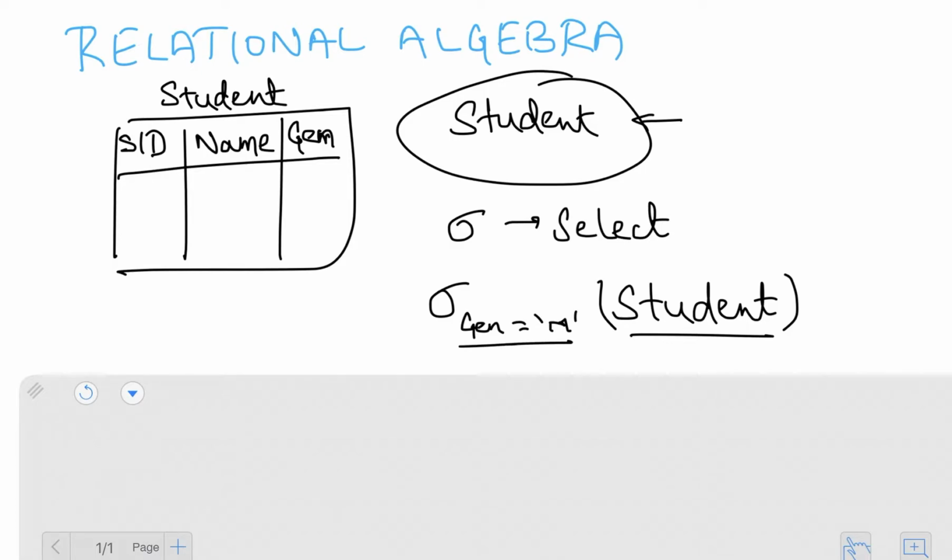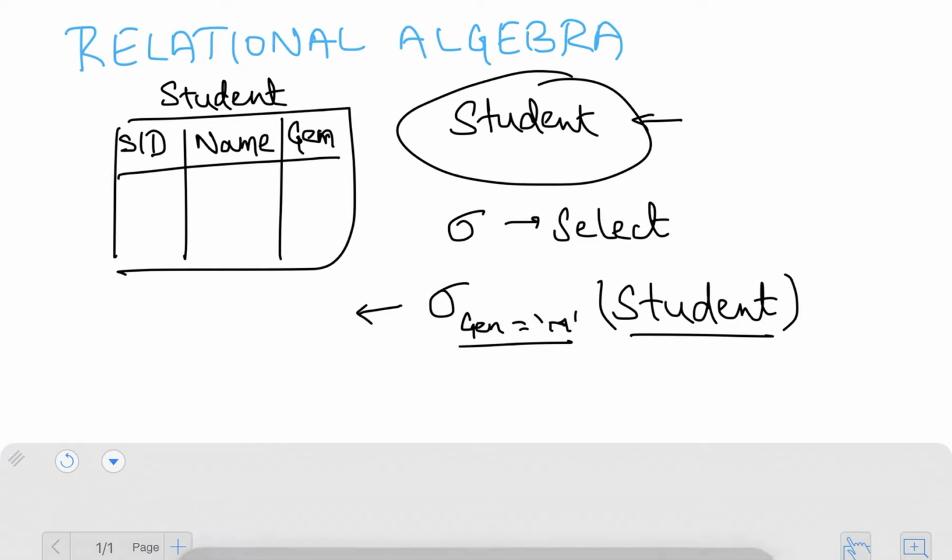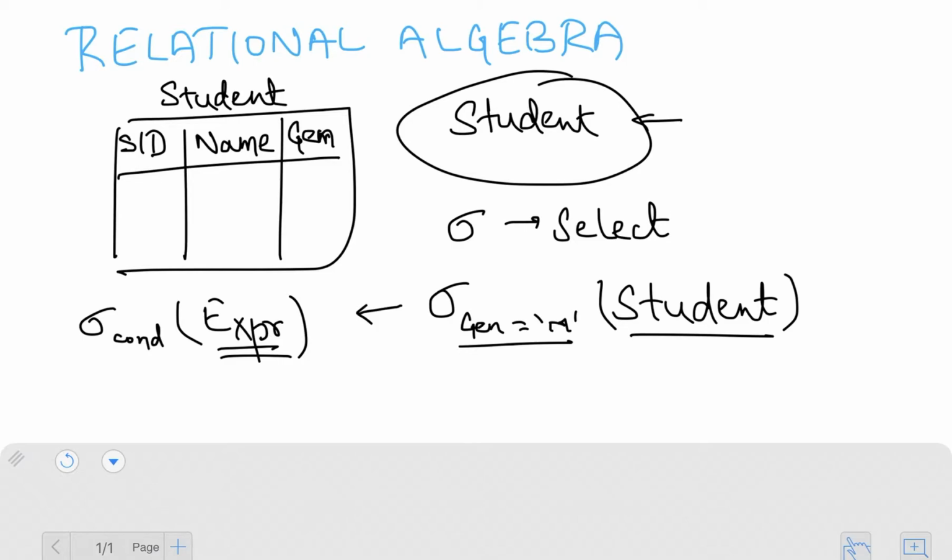So the general syntax for this you can say is sigma, and then a condition right here, and then an expression. So this need not necessarily even be the name of a relation only. I can have another relational algebra expression right there, and I can use that inside of this.